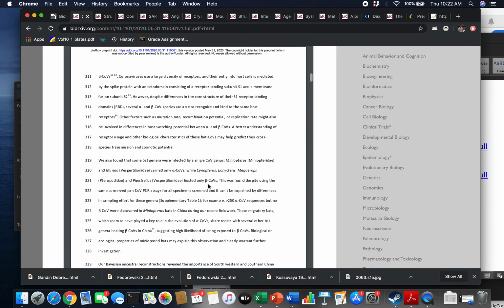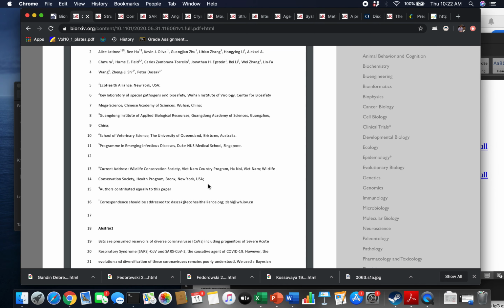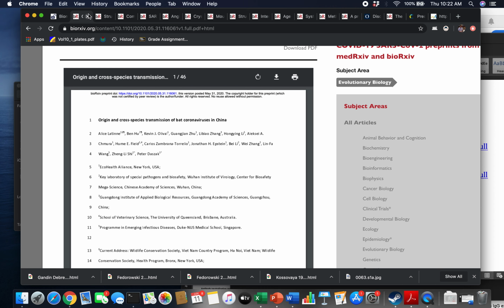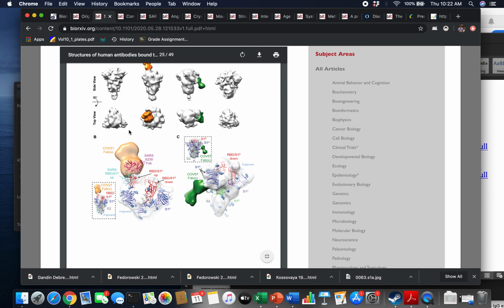So that paper is, scroll up a little more. There we go. That's the paper. And so you can pause it and go read that if you want.